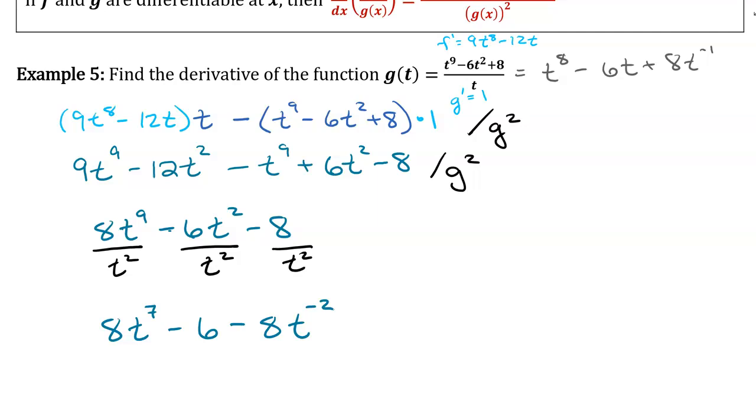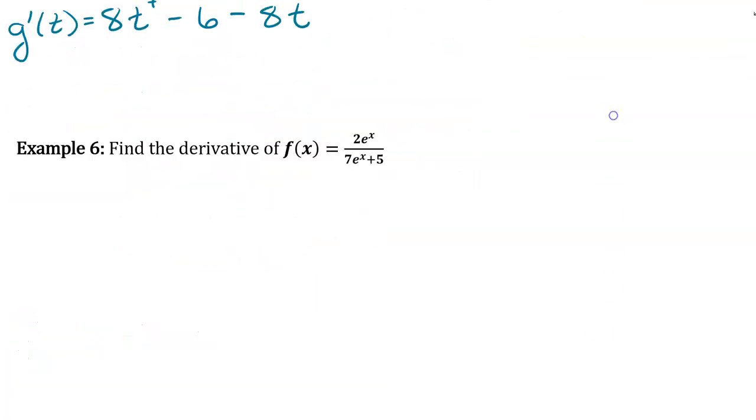which makes perfect sense considering that our original could simplify down to t to the 8 minus 6t plus 8t to the negative 1. If we use the power rule and got the derivative that way, then we would get the exact same answer, as we should. So this is just another way of doing the derivative for quotients, but it's more specific to when we have something complicated that we can't really simplify well. So let's take a look at the next one.